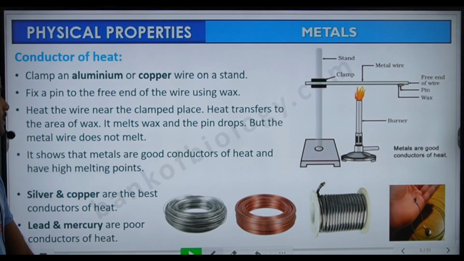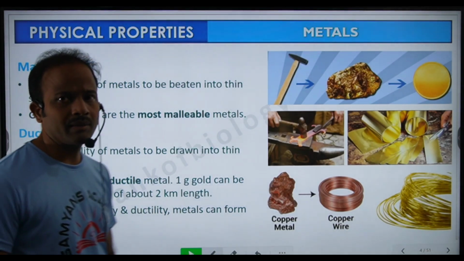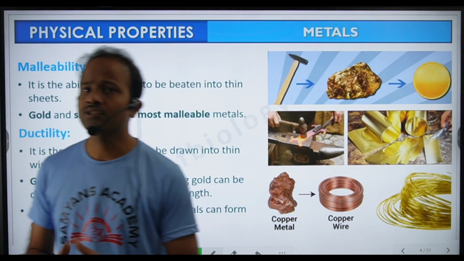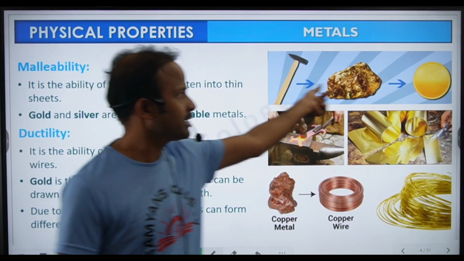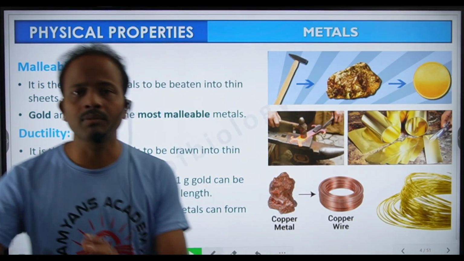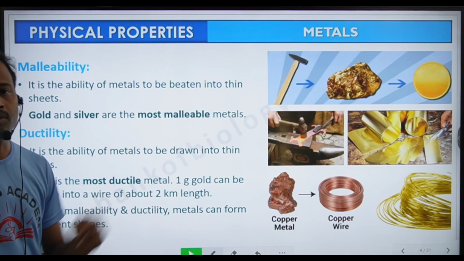Now malleability. Metals can be beaten into thin sheets, and this is called malleability. If you hammer a lump of gold, it can be converted into a sheet, and that property we call malleability. Gold and silver are the most malleable metals.